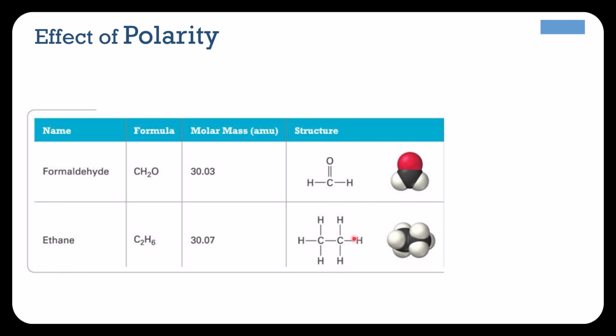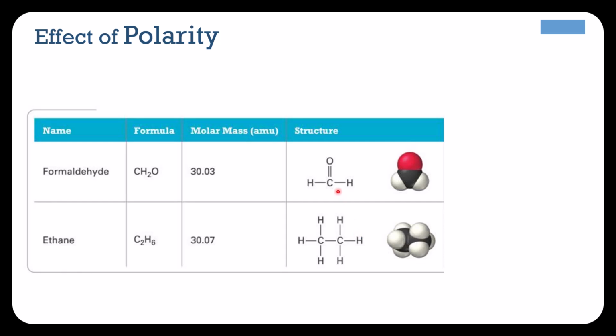So looking at ethane, I see non-polar, non-polar, non-polar, non-polar, non-polar, non-polar, non-polar. So there is nothing about this molecule that has any polarity to it. That's going to mean that the strongest or the only intermolecular force that it can have is the London dispersion.